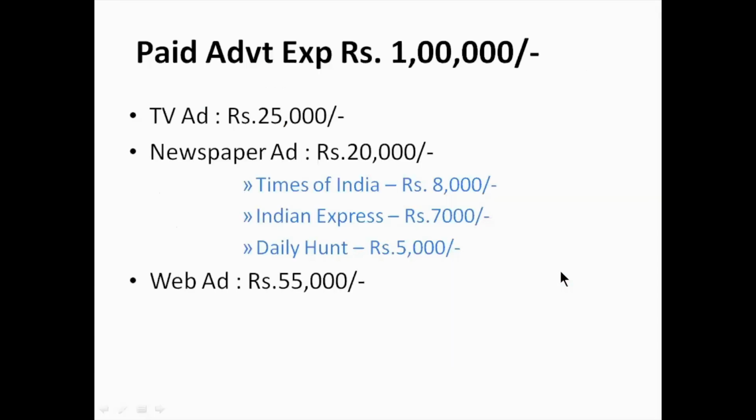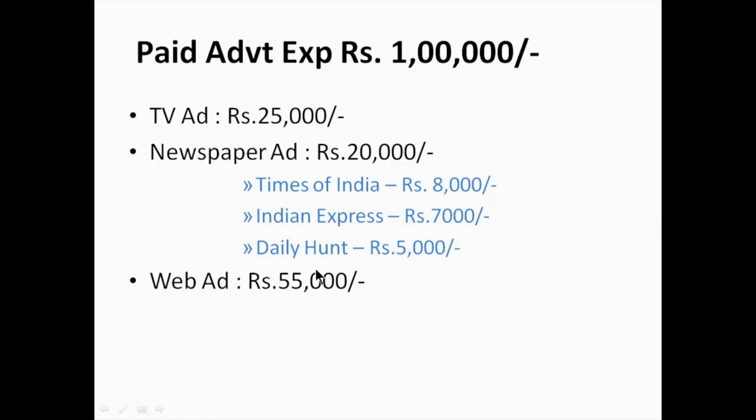See, the first question is: paid advertisement expense of rupees 1 lakh. This advertisement expense of rupees 1 lakh contributes to TV ad 25,000, newspaper ad total 20,000, which has sub bifurcation of Times of India 8,000, Indian Express 7,000, and Daily Hunt 5,000. Apart from these three, we have website ad of rupees 55,000.